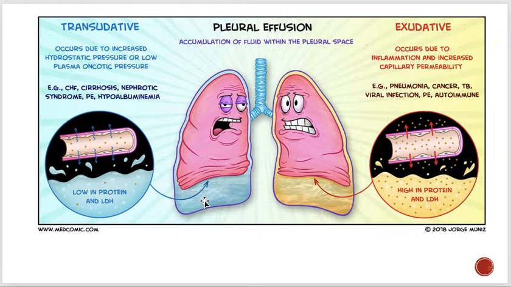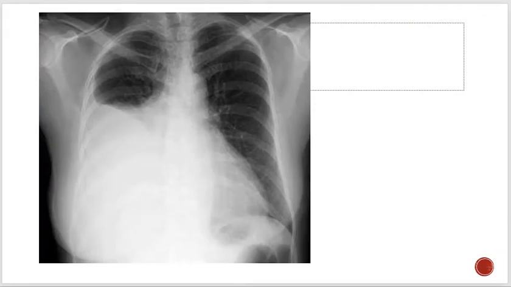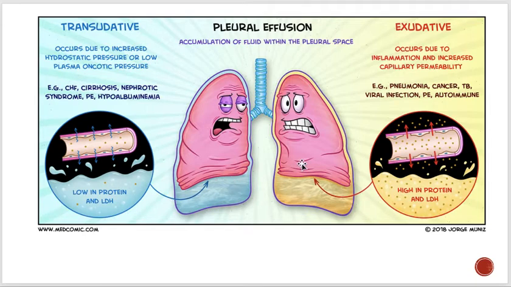So whenever we take the fluid out, we analyze it. Now this pleural effusion can be unilateral, in just one lung, as I showed you here, or it could be bilateral, like in both of the lungs, it can be present.